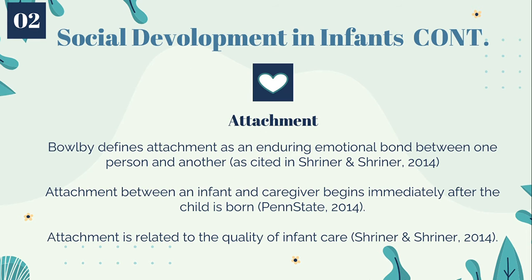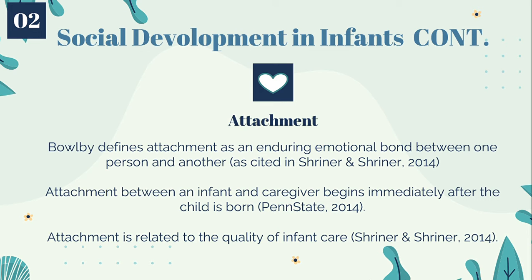As mentioned in my previous slide, attachment is another variable that can affect an infant's social development. Some would refer to attachment as love and affection, but a more concrete definition would be an enduring emotional bond between one person and another. Attachment between an infant and a caregiver begins immediately after the child is born, and attachment is related to the quality of infant care. The type of attachments that an infant develops with those around them can affect their social development.